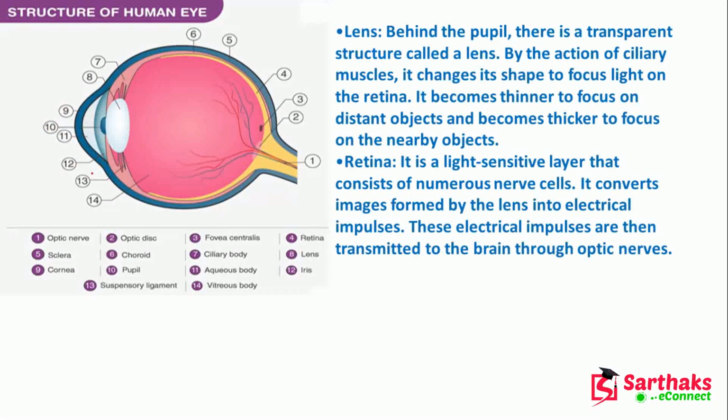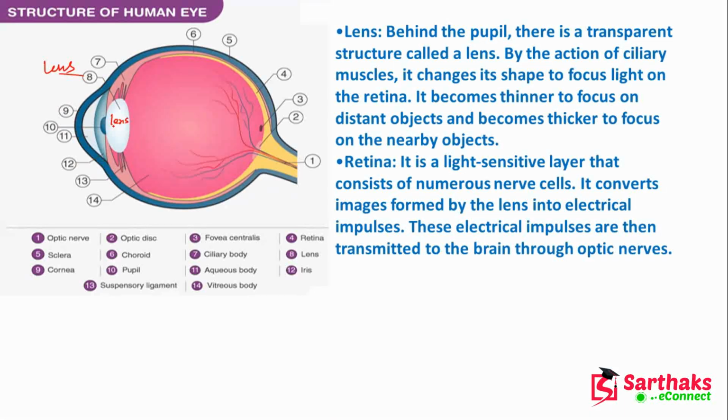Now the lens. This is the lens. Behind the pupil, there is a transparent structure called the lens. By the action of ciliary muscles, it changes its shape to focus light on the retina.